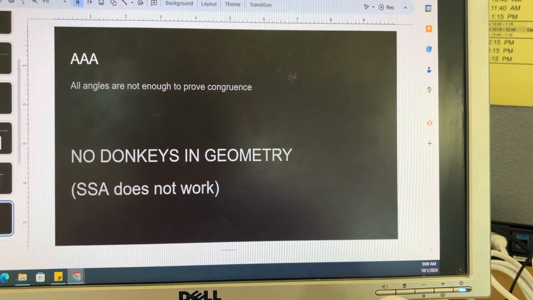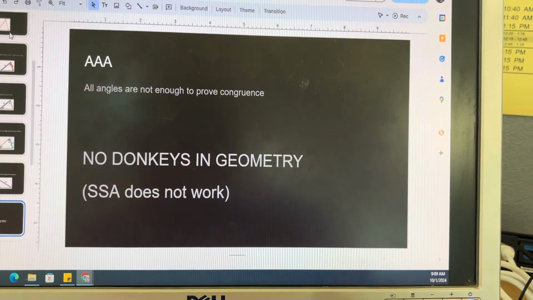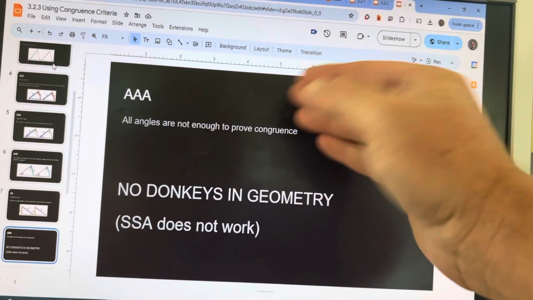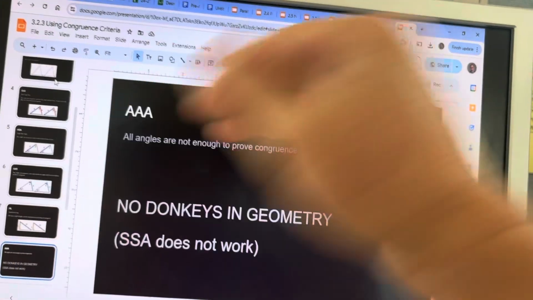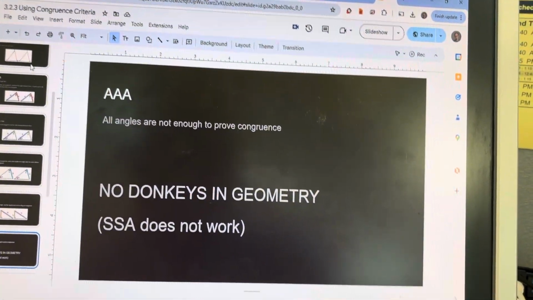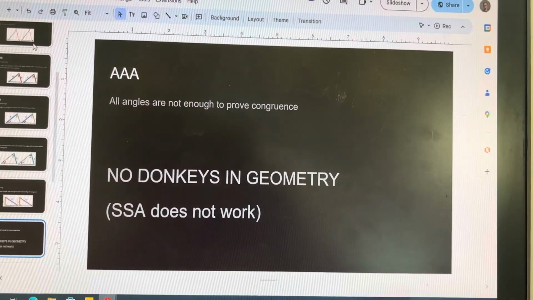There was a little animation that I linked to before that showed why. If you have two sides and the same angle, you can switch around that last one to where it goes in two different places, and it makes it to where they're not congruent, even though they have those things matching up.